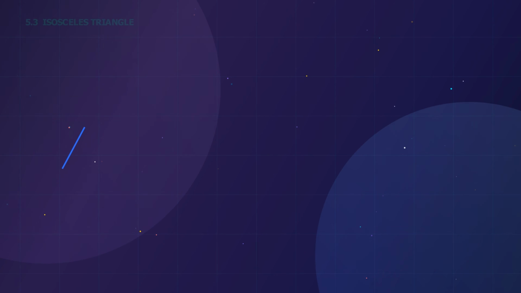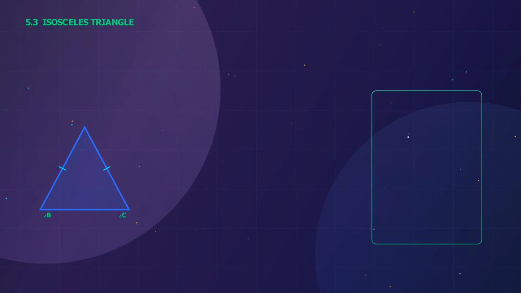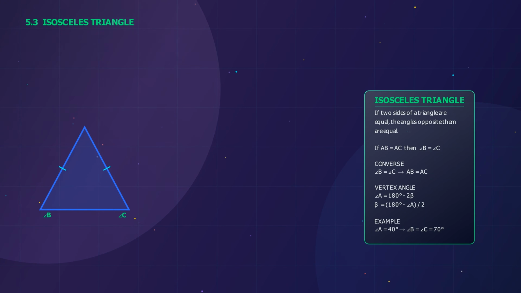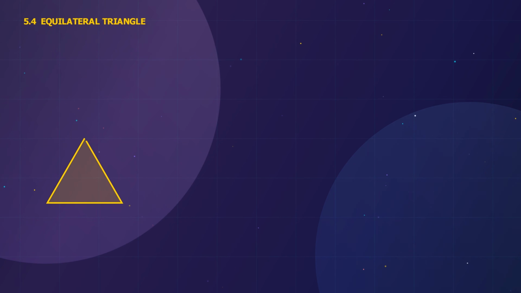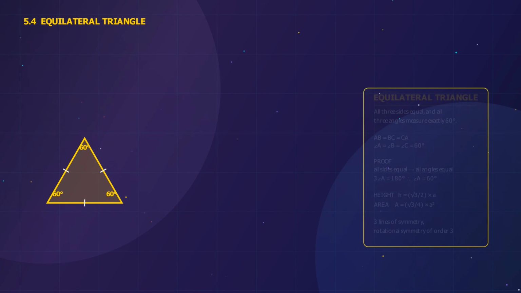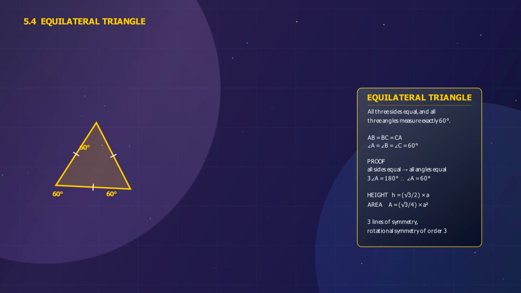The isosceles triangle theorem. If 2 sides of a triangle are equal, then the angles opposite those sides are also equal. The base angles are twins. And the most perfect triangle of all, the equilateral triangle, all 3 sides equal, all 3 angles exactly 60 degrees. Perfect balance, perfect proportion, perfect symmetry.